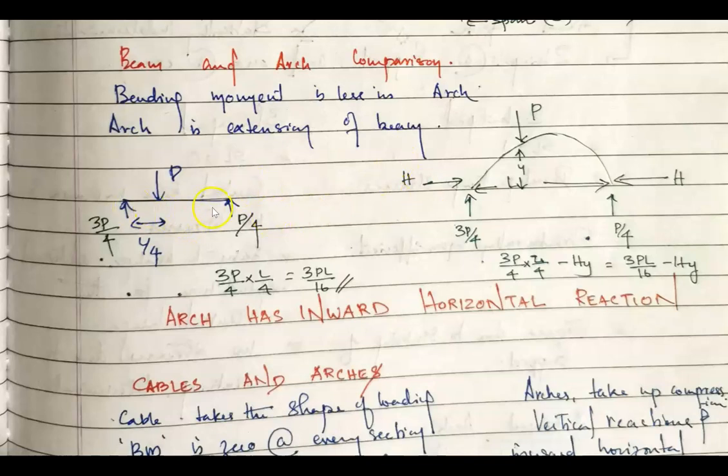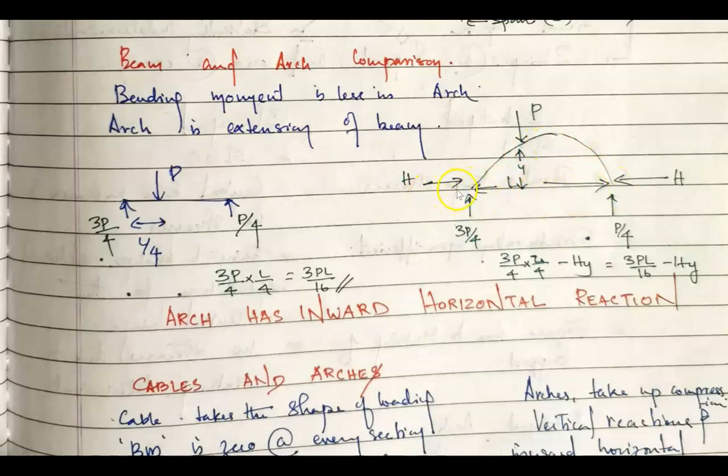This is a figure which shows a beam simply supported at two points, A and B. Then you have a concentrated load P acting at a distance L by 4 from A. Now, taking moment about any support equal to 0, you get the support reactions as 3P by 4 and P by 4. Now you take a distance x from A and calculate the bending moment. You will see that the bending moment is 3P by 4 into L by 4, that is equal to 3PL by 16.